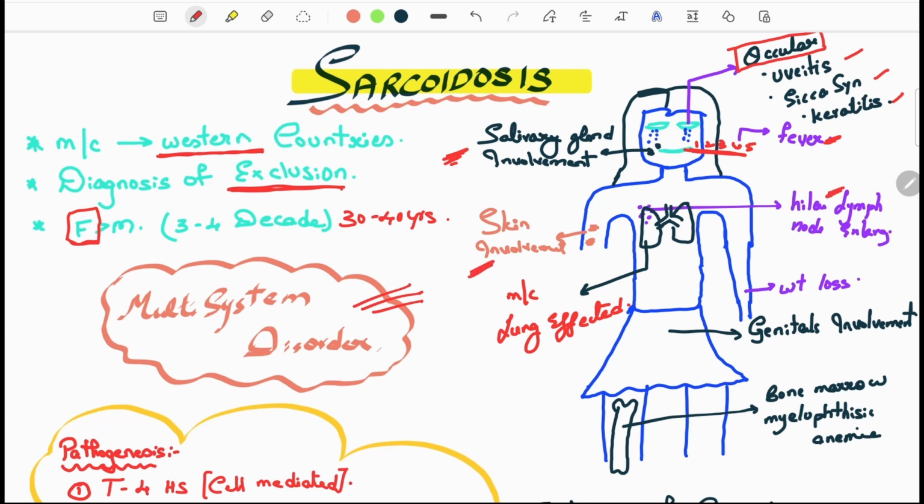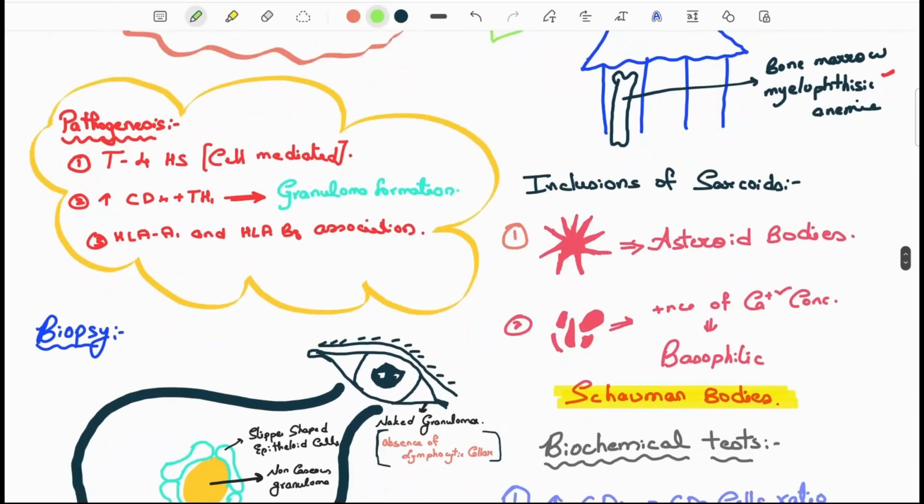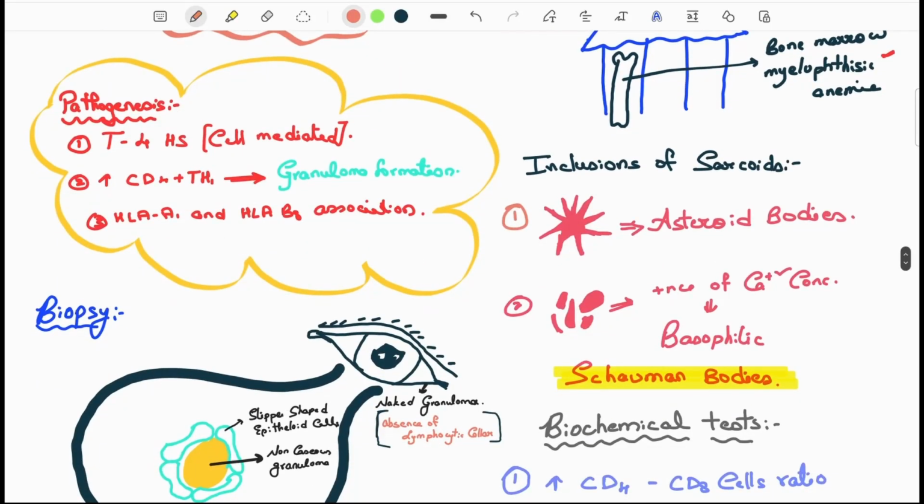There will be involvement of the skin. Hilar lymph nodes can also get enlarged. The patient may get weight loss. There may be genital involvement and bone marrow involvement. Okay, but the most important thing that one should remember is that the most affected organ in sarcoidosis is the lung. Okay, majorly if a patient comes to you with these clinical features, make sure that you keep sarcoidosis as your differential diagnosis.